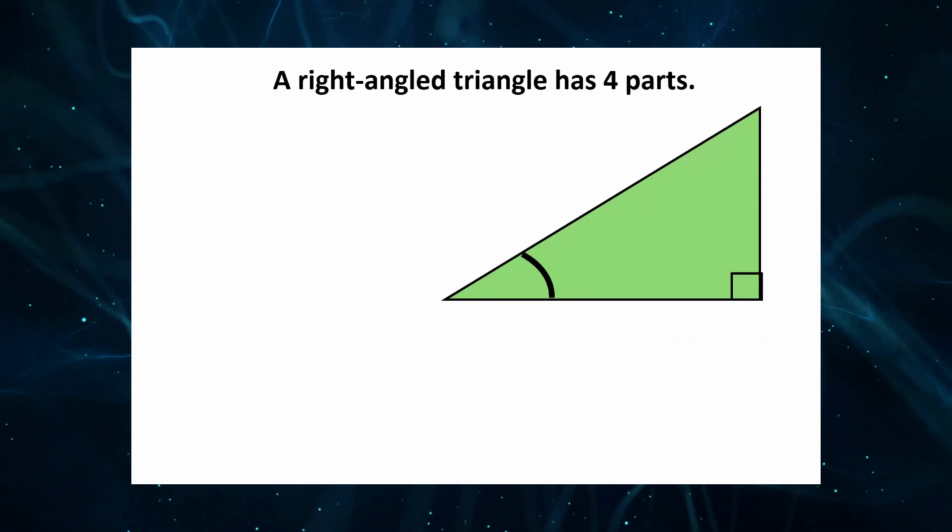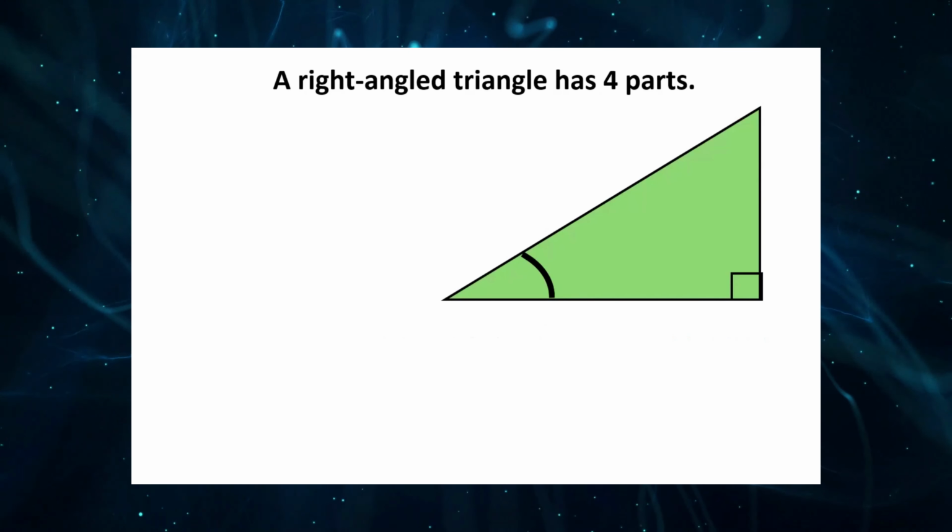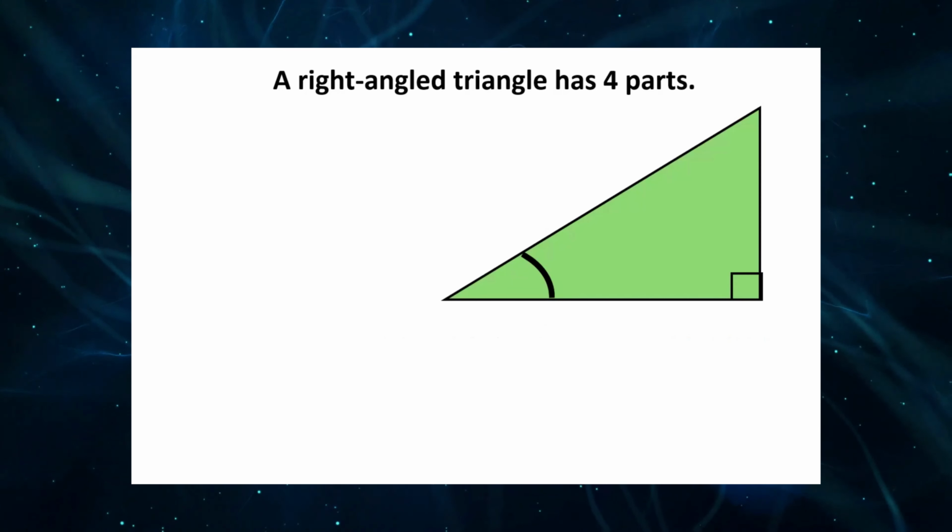Now, before we navigate any questions concerning right-angled triangles, it's very important for us to review the four parts of a right-angled triangle. So, as you can see here, I have put in that a right-angled triangle has four parts.